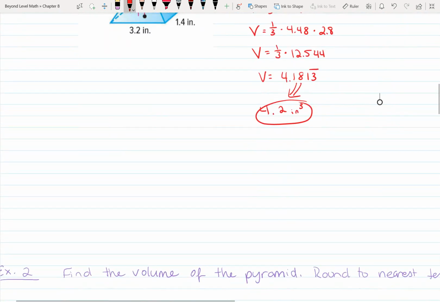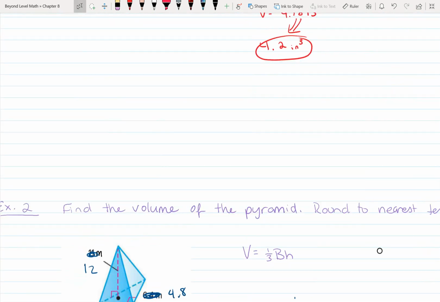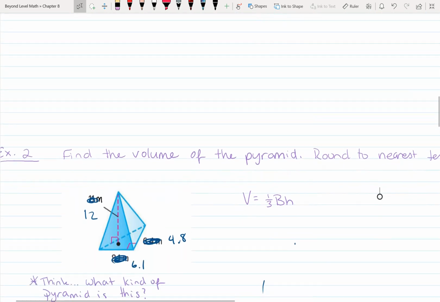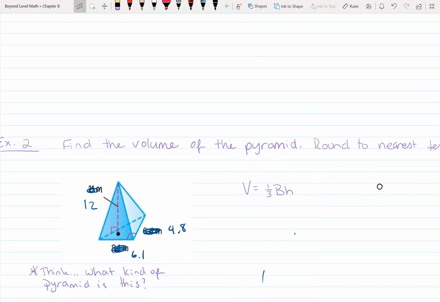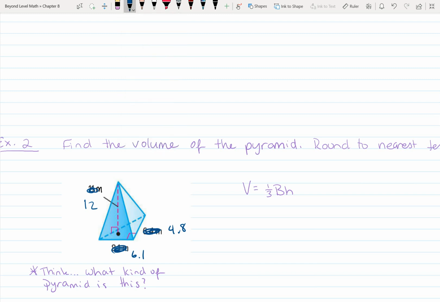Alrighty, let's scroll down to example 2. I changed the numbers for this one. So go ahead and just use the numbers that I crossed out and rewrote, the 12, 4.8, and 6.1. And let's call these inches.